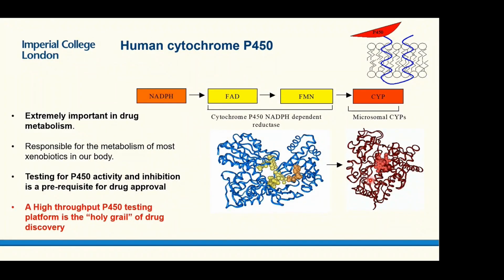In eukaryotes, so in humans, these cytochrome P450s are membrane bound, and they are tethered to the membrane via a helix-loop-helix system. So if you want to study them, you have to engineer them and cut this membrane anchor out.